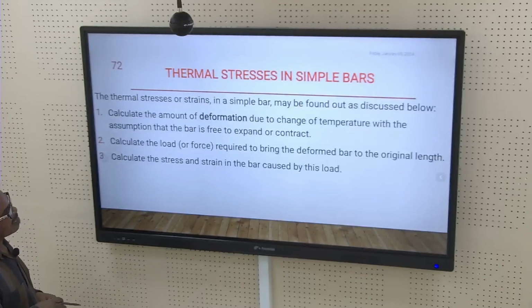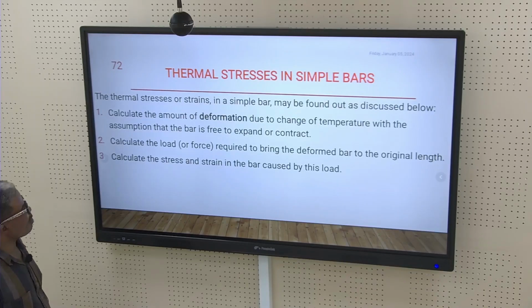Thermal stress in simple bars. The thermal stresses or strain in a simple bar may be found out as discussed below. One can calculate the amount of deformation due to the change of temperature with the assumption that the bar is free to expand or contract. Calculate the load required to bring the deformed bar to its original length. Calculate the stress and the strain in the bar caused by this load. One can come up with such calculations regarding the thermal stresses in a simple bar.